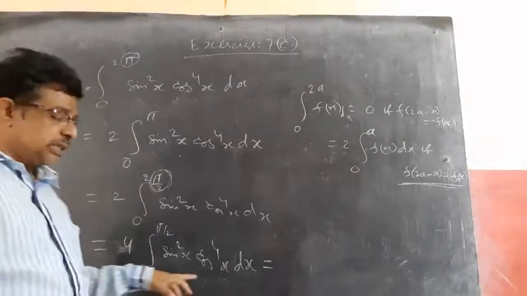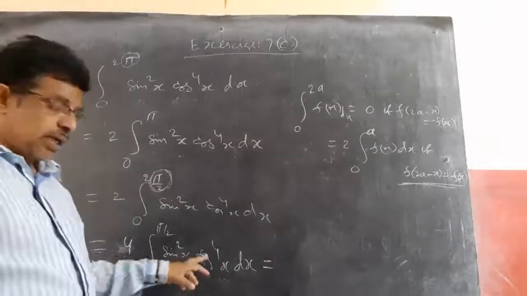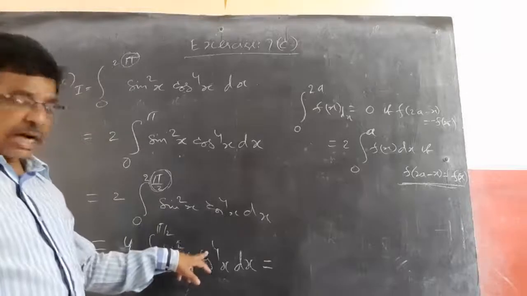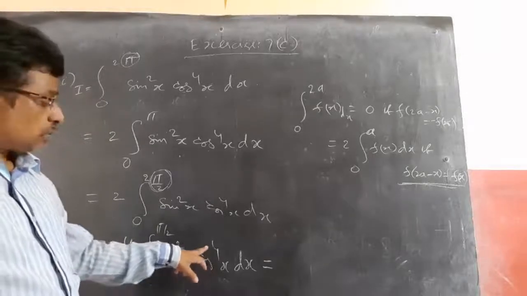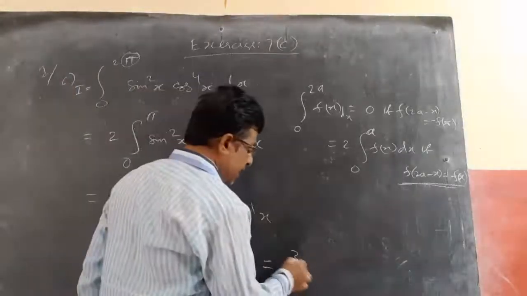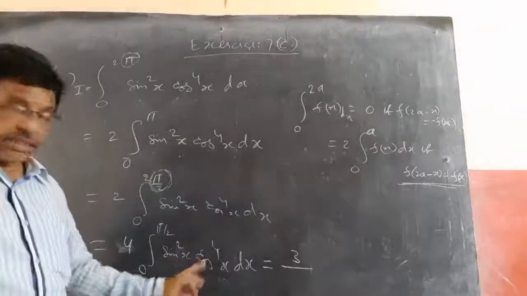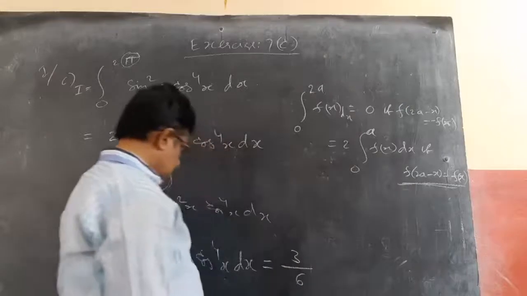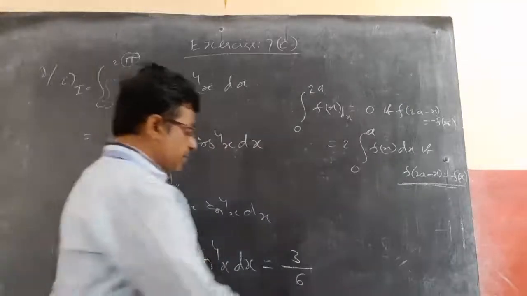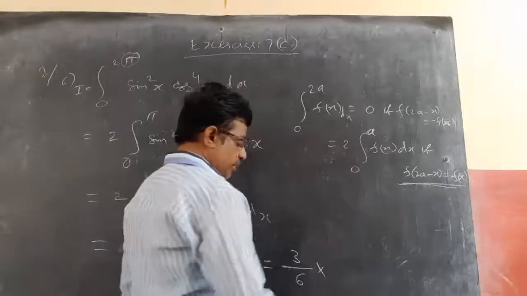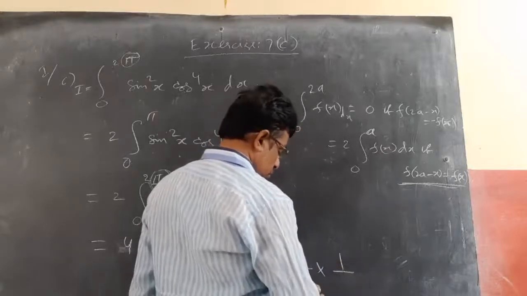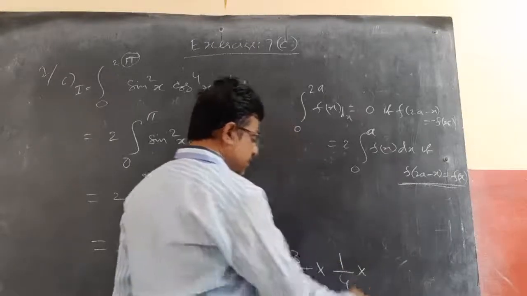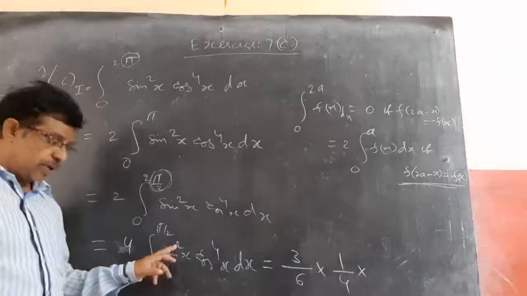Now here, the same property m and n. Take cos power 4, so 4 minus 1, that is 3, by m plus n. M plus n means adding these two, 4 plus 2, 6. So 3 by 6 into, now subtracting 2 from 3, so becomes 1, and 2 from 4 becomes 2. This is 1 by m plus 2, always observe, 1 by 2 plus 2.